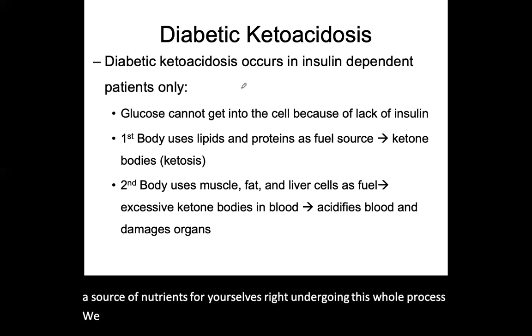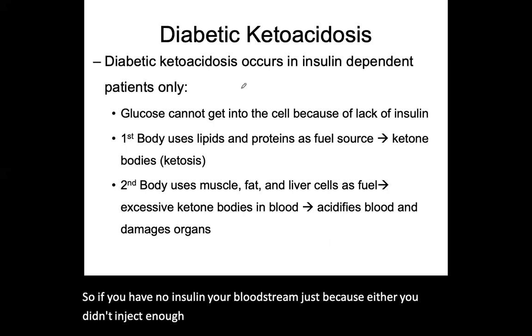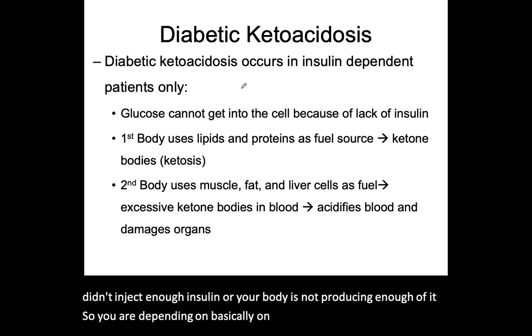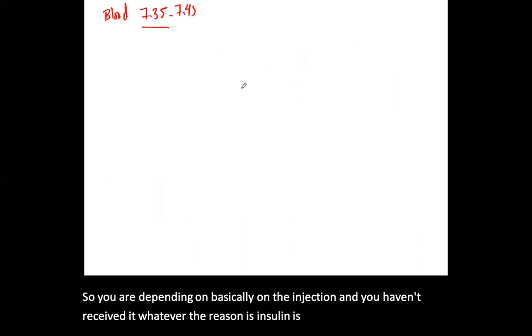So if you have no insulin in your bloodstream, either because you didn't inject enough insulin or your body is not producing enough of it, so you are depending on the injection and you haven't received it, whatever the reason is, insulin is not present. So in another sense, cells don't have access to insulin.